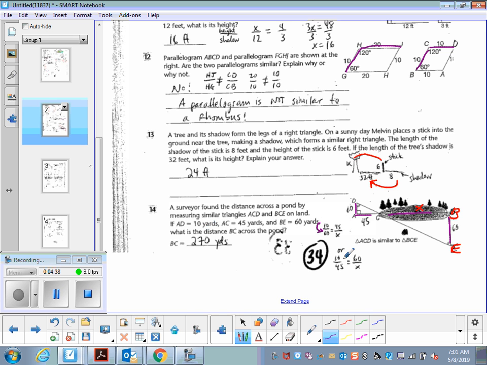Now you could set up another proportion here, y'all. You could do 10 with 45, which is right here, and then you could put the height with the base, so like height with base, and again, when you cross multiply and divide, you'd still get a 270.